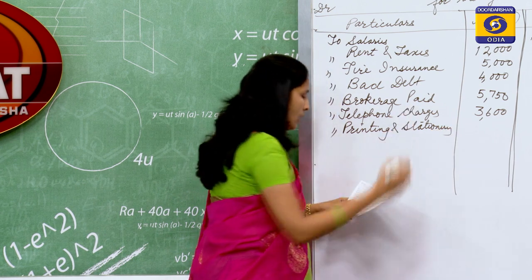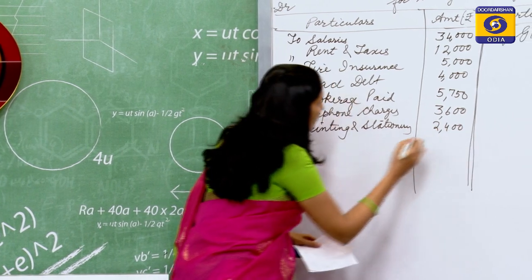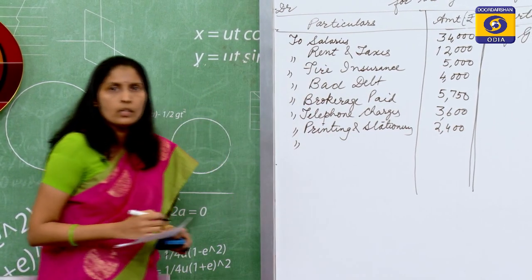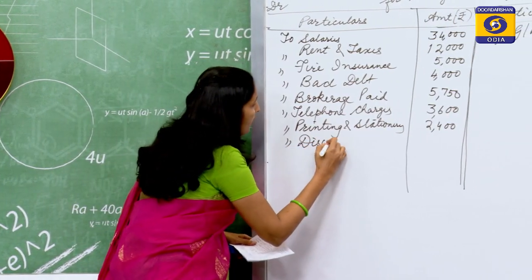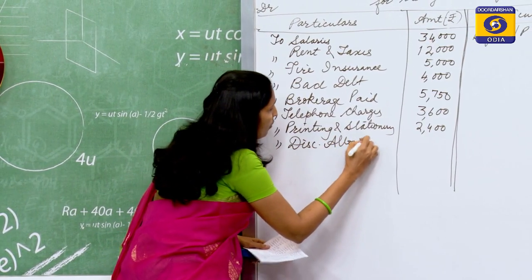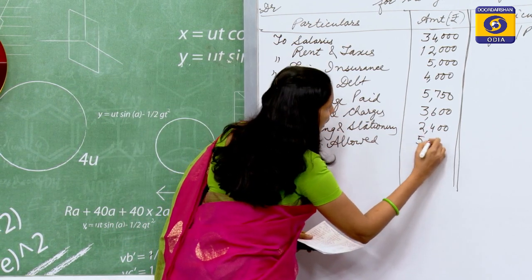The amount of printing and stationery is 2,400. Next item we have is discount allowed. Discount allowed is an expense. Already I have discussed that with you. So, discount allowed, the amount is 5,250.